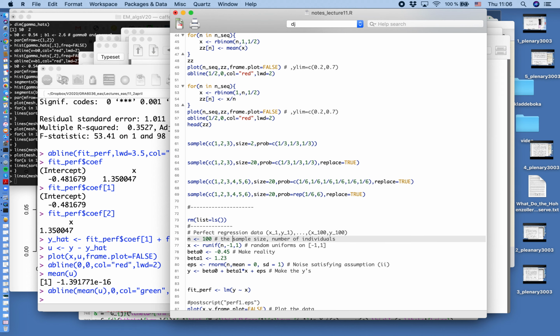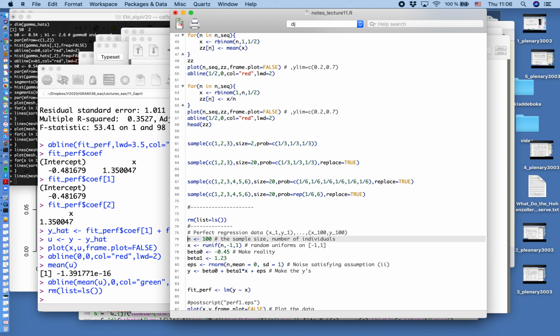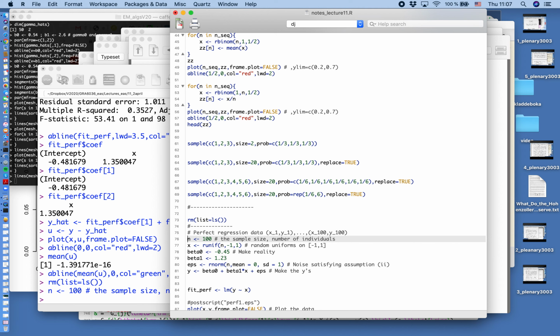So here we are simulating what I here call perfect regression data. First we set the sample size to 100. That means that we have 100 individuals, countries, or firms, or units in general. And what we want to simulate is y's that are equal to beta 0 plus beta 1 times x plus some noise.